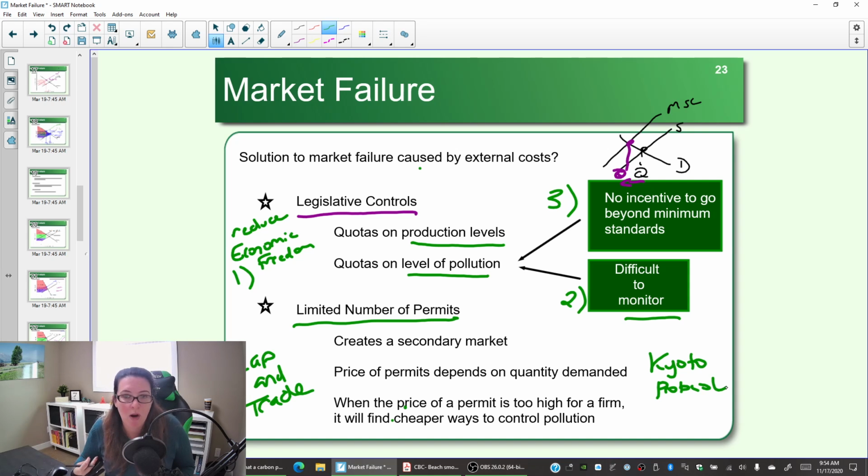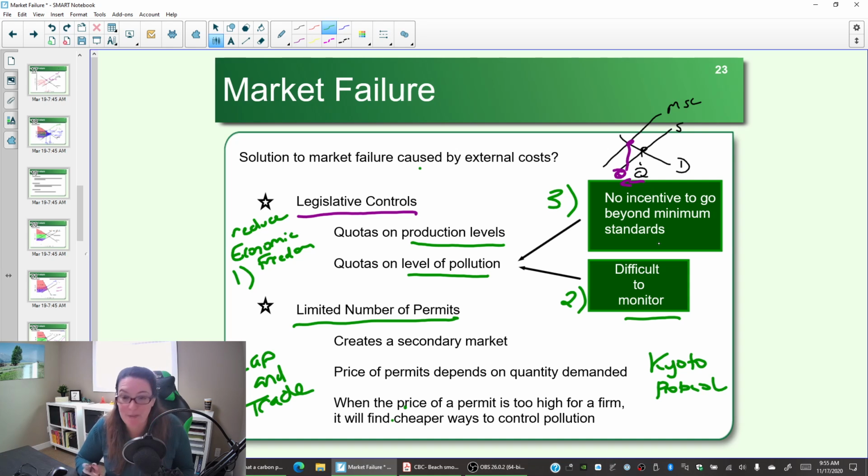The idea here is that if you want to pollute more, you can buy permits from others. And if you find more cost-effective ways to produce so that you are more environmentally friendly, so again, incentive to go beyond the minimum, you could then pollute less and sell your permits to others. Now, the challenge with the Kyoto Protocol is that the US and China refuse to sign. And these are the two largest emitters of carbon pollution in the world. So if your two biggest polluters won't agree, then it's not really going to work.